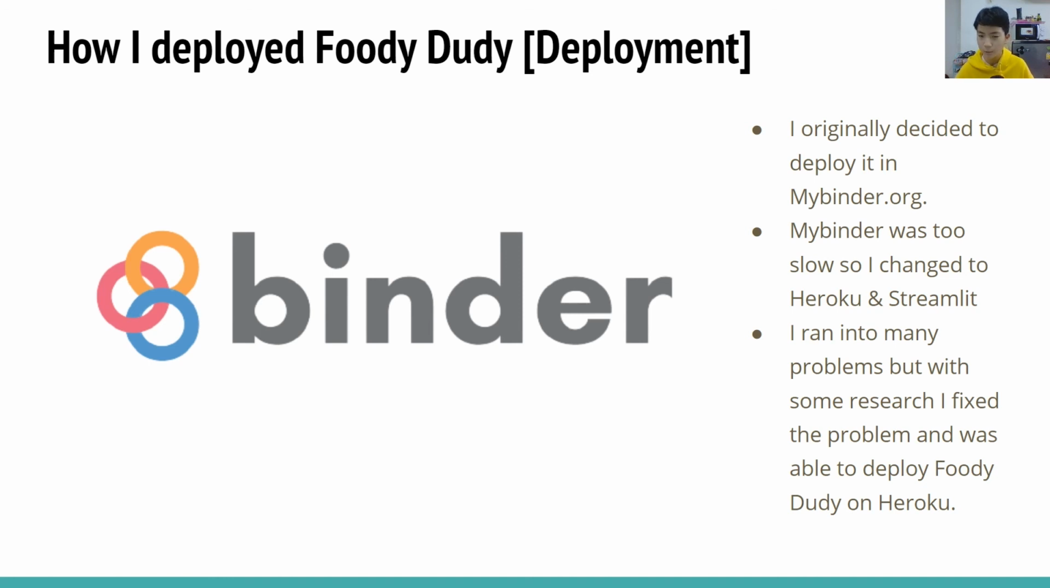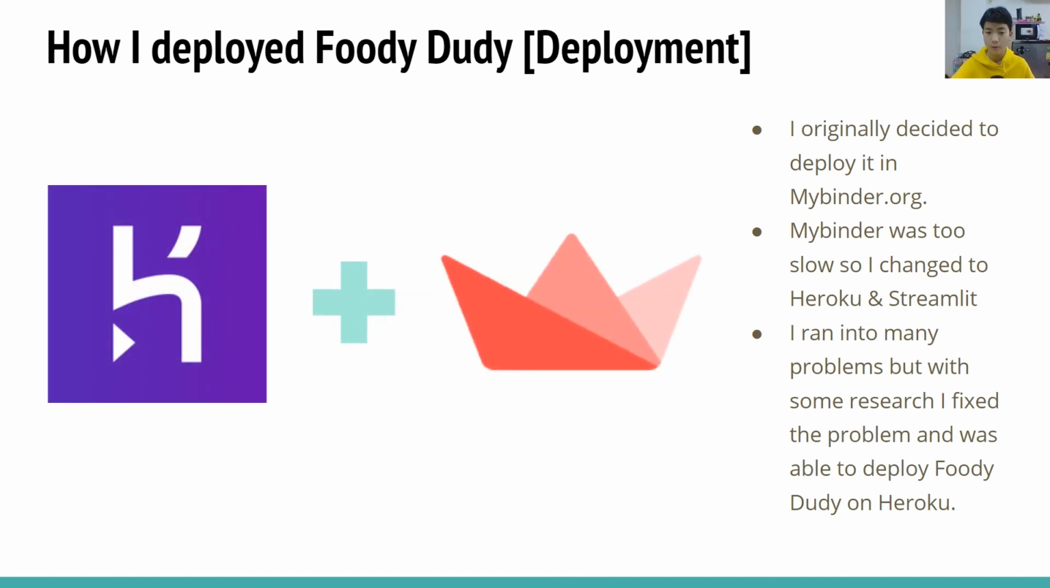However, it was really slow since my model is really big, so it was slow to the point that I decided to change it to Heroku plus Streamlit. This was much harder than Binder for two reasons. One, the deployment process is really complicated, and two, fast.ai didn't go on Heroku or Streamlit, so you can't really do too much. However, I decided to do some research, and then I found some code to use for pushing it into Heroku using Streamlit, and I used that code and pushed my Foody Duty into Heroku using Streamlit.